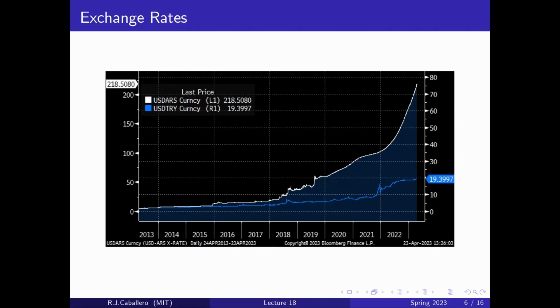The Turkish lira looks pretty good here just because I put it next to the Argentinian peso. Otherwise, it also would look pretty bad. Okay, but most of these countries are all the time managing the exchange rate because they use that to stabilize inflation.